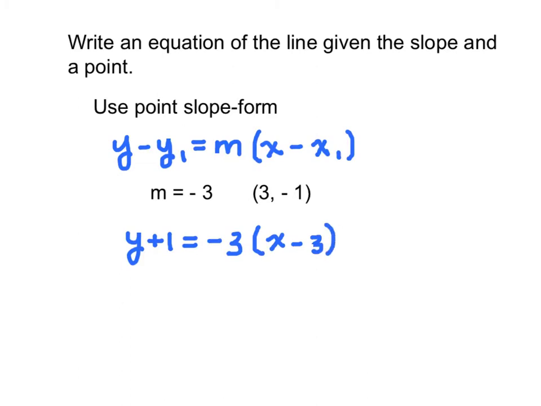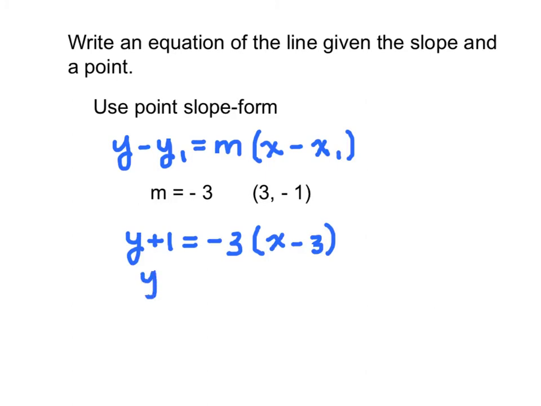This is point-slope form, and typically we don't leave lines written in point-slope form. It's a good equation, but oftentimes you'll see these things simplified into slope-intercept form. So let's go ahead and put it into slope-intercept form. I'm going to make it look like y is equal to mx plus b. I'm going to start out by distributing my -3.